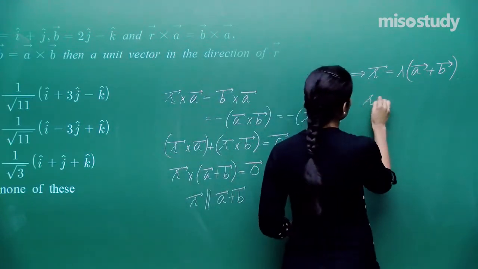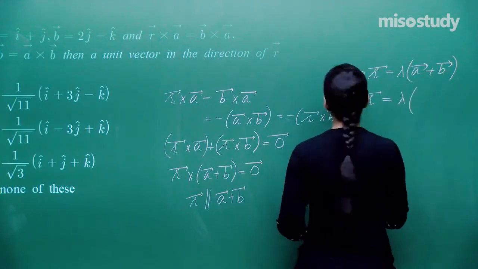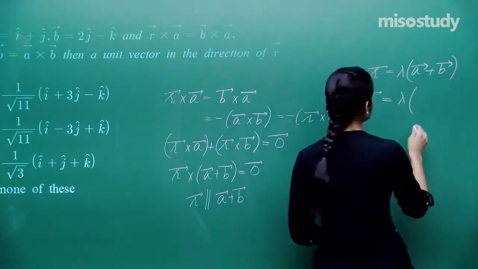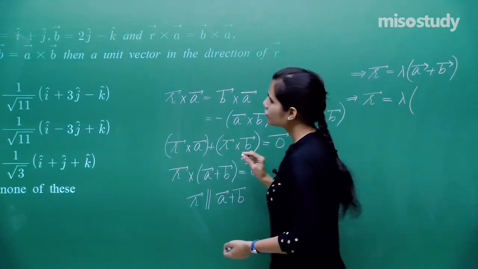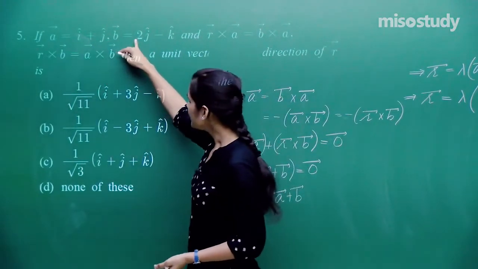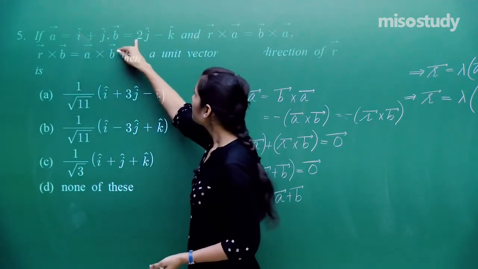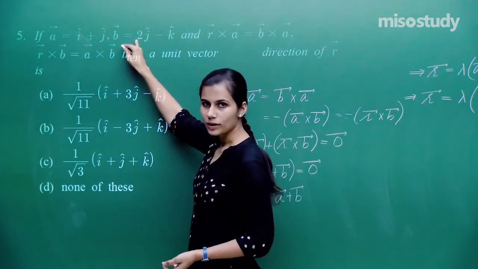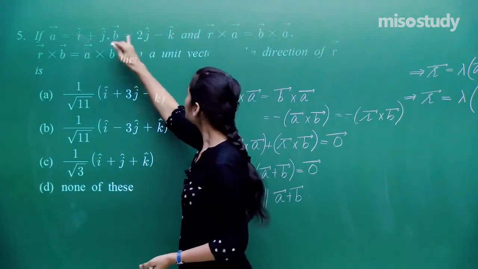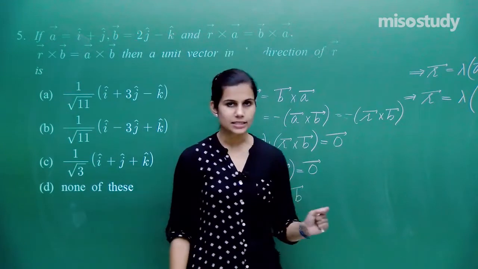Now, if R vector is lambda times A vector plus B vector, A vector is i cap plus j cap and B vector is 2j cap minus k cap. Let's add. 1 plus 0 gives you 1, 1 i cap. 1 plus 2 gives you 3j cap, so 1 i cap plus 3j cap, 0 minus 1 minus k cap, so 1 i cap plus 3j cap minus k cap.